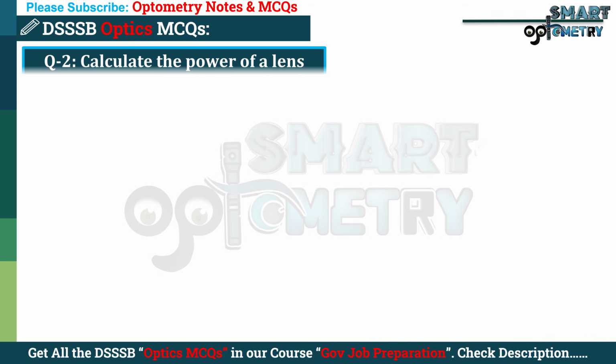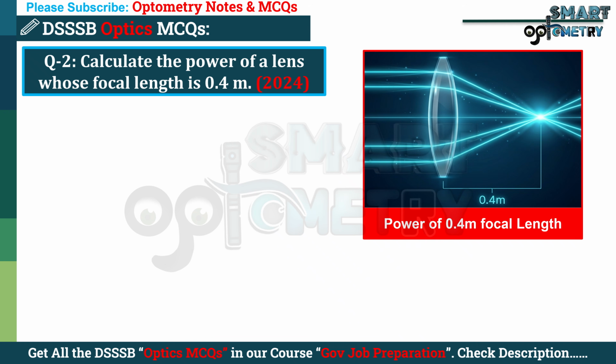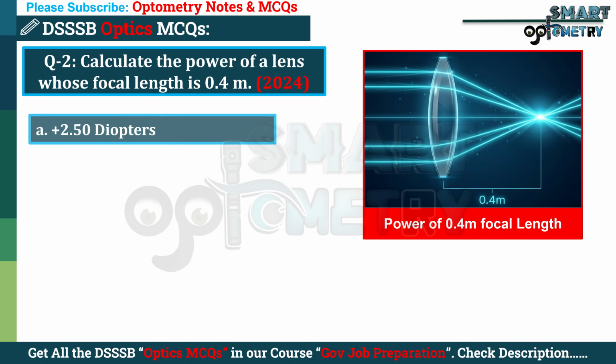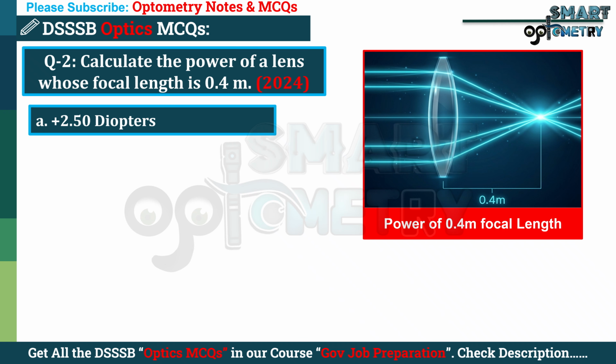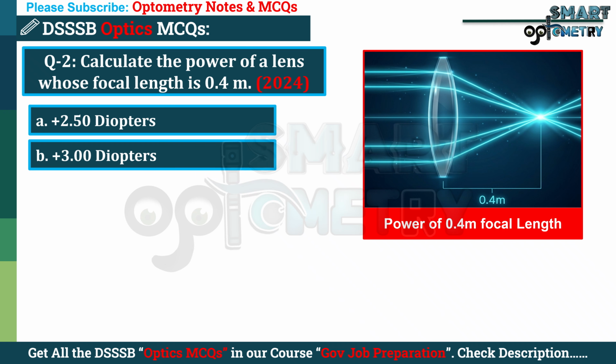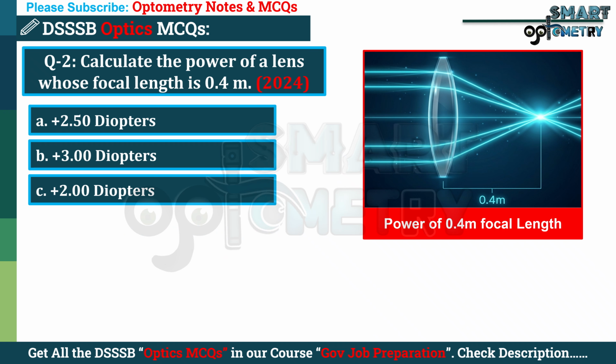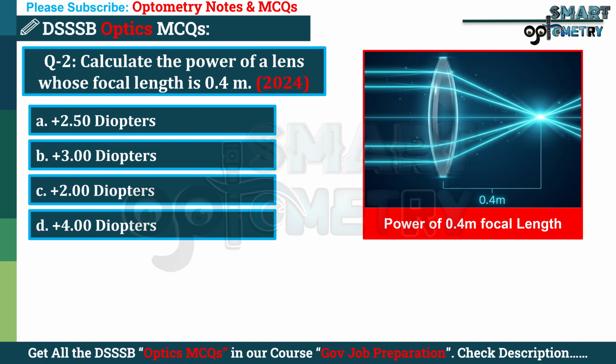Question 2. Calculate the power of a lens whose focal length is 0.4 meter. Option A, +2.5 diopters. Option B, +3 diopters. Option C, +2 diopters. Option D, +4 diopters. The correct answer is A, +2.5 diopters.